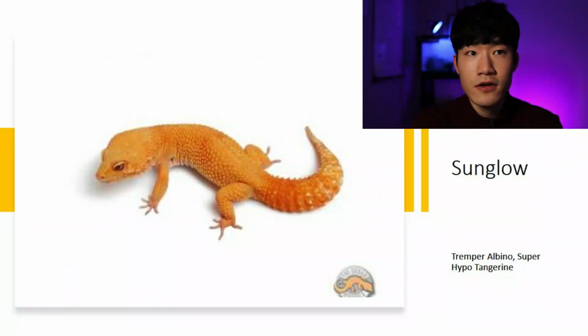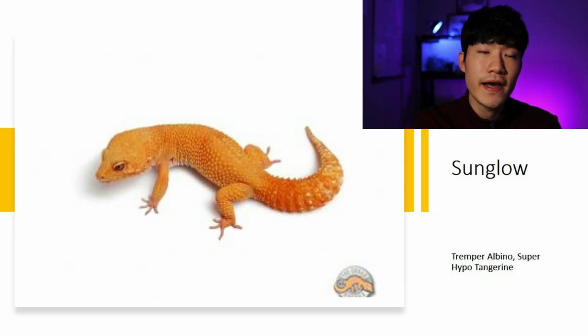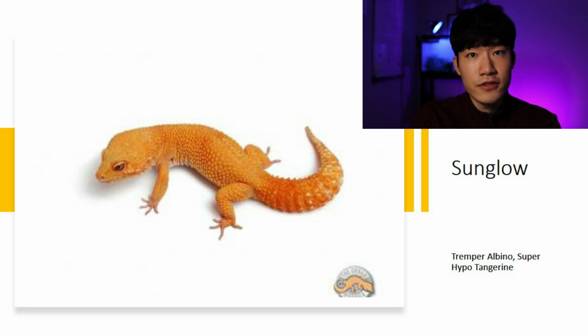Next up is a Sunglow. This is one of the photos that I could find online, and basically Sunglow is like a super hypo tangerine with the carrot tail. And also there's a Tremper albino genetic on this one as well. In order to be considered a Sunglow, it should not have any pattern on its back or on its head. It needs to be solid color.